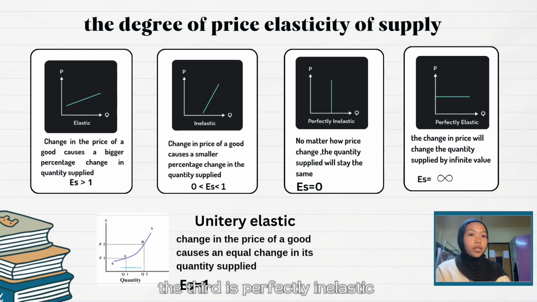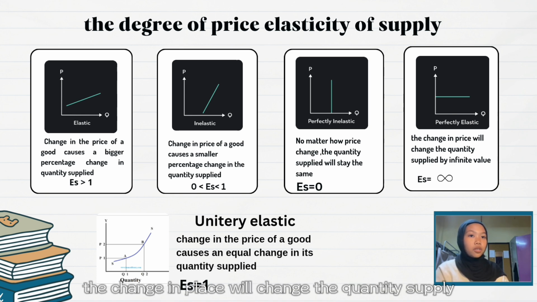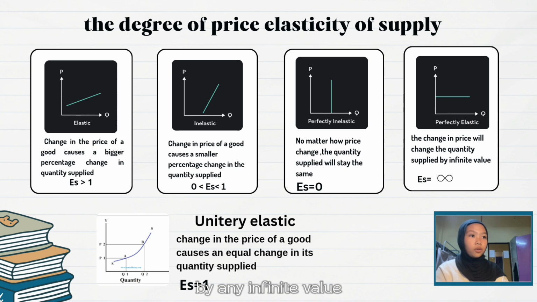The third is perfectly inelastic. Perfectly inelastic happens when the elasticity of supply equals 0, with a vertical supply curve, because no matter how the price changes, the quantity supplied will stay the same and is not responsive at all. Besides that, for perfectly elastic, a change in price will change the quantity supplied by an infinite value, meaning that the quantity supplied is unlimited at any given price and represents a horizontal supply curve. Last is unitary elastic, where elasticity of supply equals 1. A change in the price of a good causes an equal change in its quantity supplied.